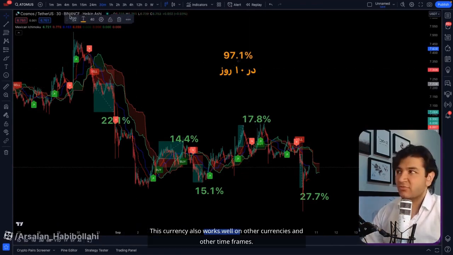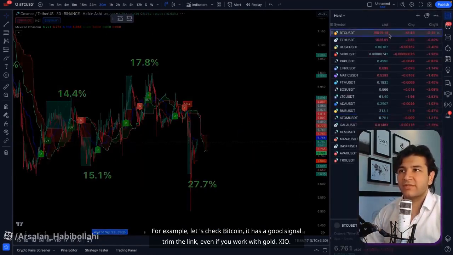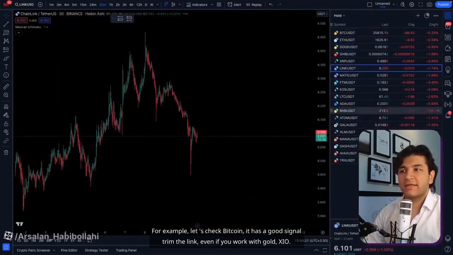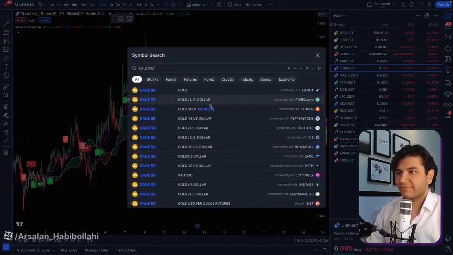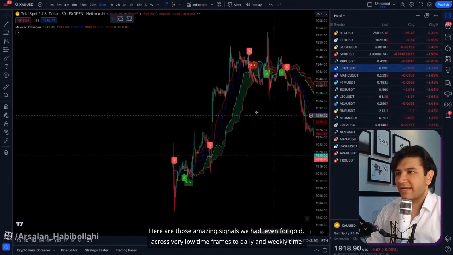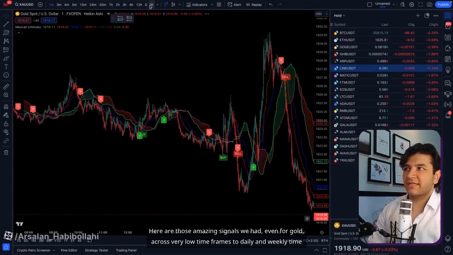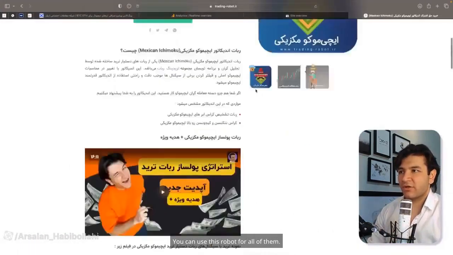This robot also works well on other currencies and other time frames. For example, let's check Bitcoin. It has a good signal. It works even if you trade gold. Let's check it out together. Here are those amazing signals we had, even for gold, across very low time frames to daily and weekly time frames. You can use this robot for all of them.